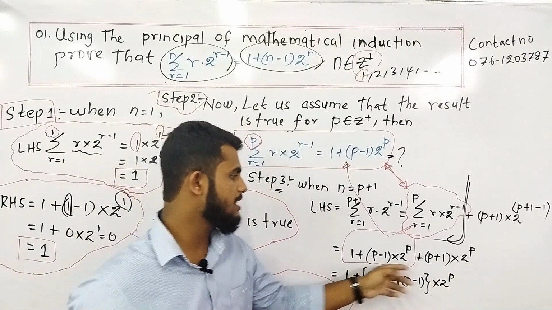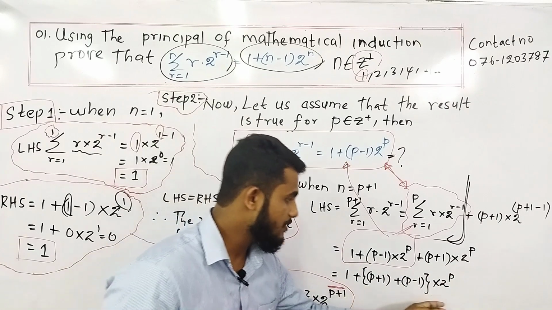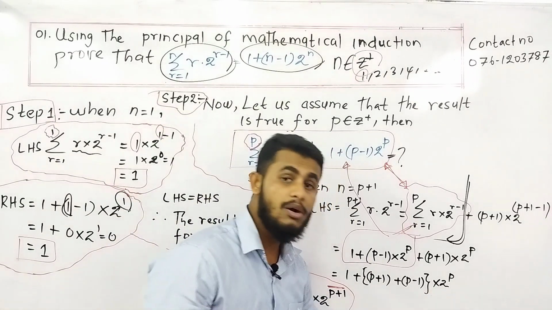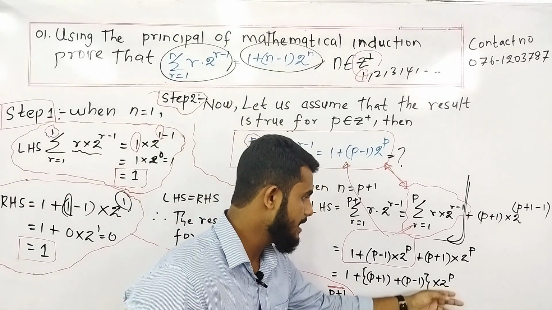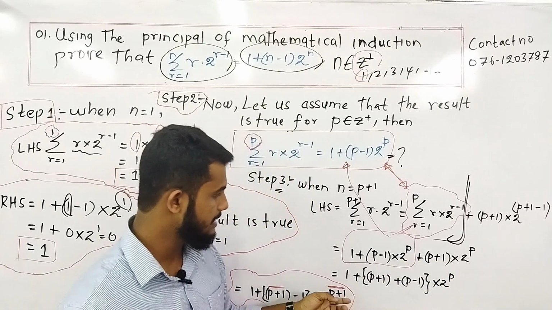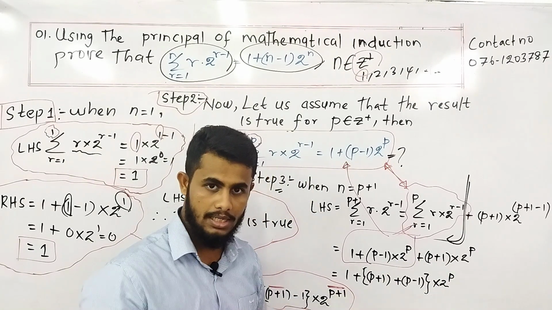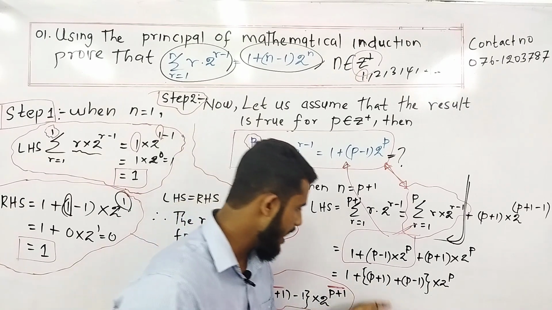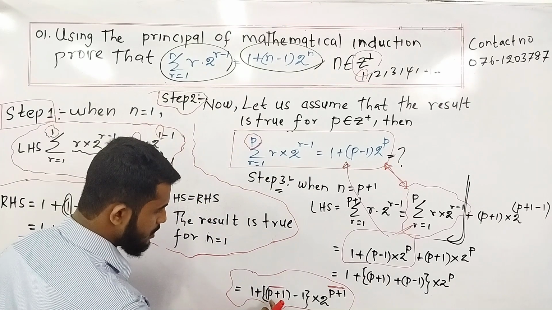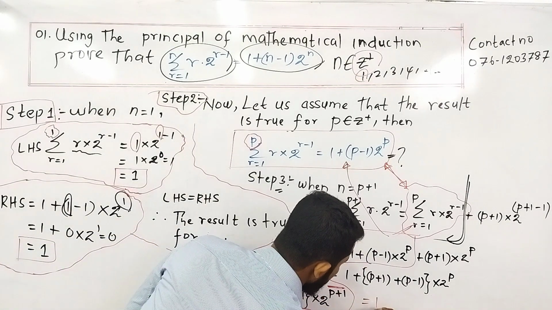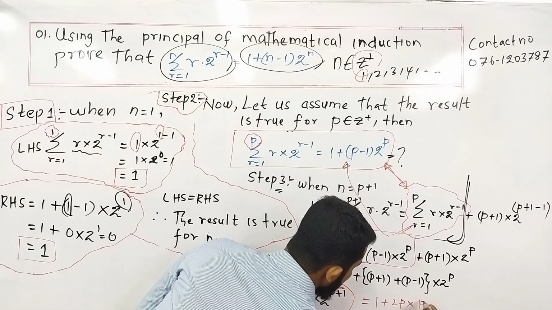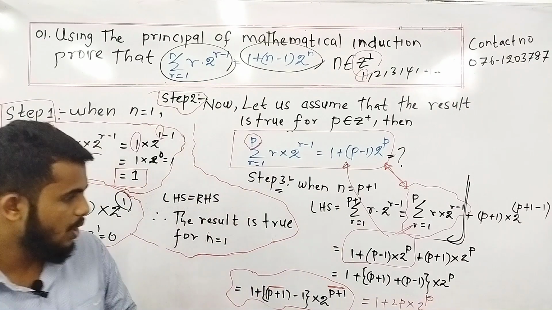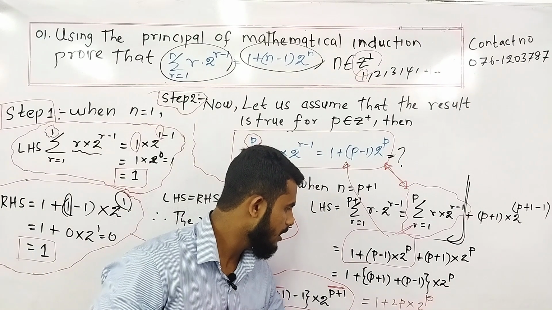What is the common factor between these two? The common factor is 2 to the power p. Taking 2 to the power p as the common factor, inside the bracket I have p plus 1 plus p minus 1. So minus 1 plus 1 cancel, I have 1 plus 2p into 2 to the power p. So I give 2 here.